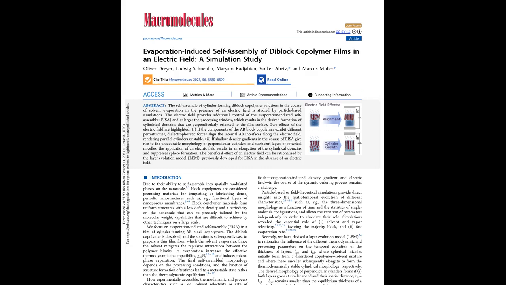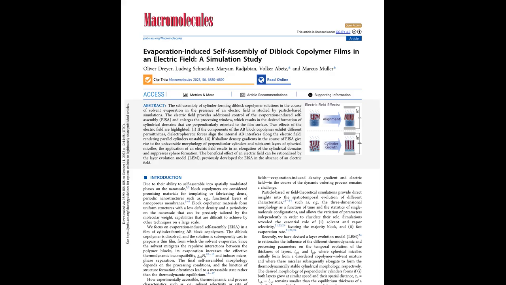Evaporation-Induced Self-Assembly of Diblock Copolymer Films in Electric Fields, Simulation Insights. This paper investigates how external electric fields influence the self-assembly of asymmetric diblock copolymer films during solvent evaporation, a process known as evaporation-induced self-assembly, or EISA. This question is important because the microstructure orientation and morphology in such films critically impact their functional properties, with direct implications to fields such as membrane fabrication, where uniform, perpendicular cylinder alignment enhances performance.